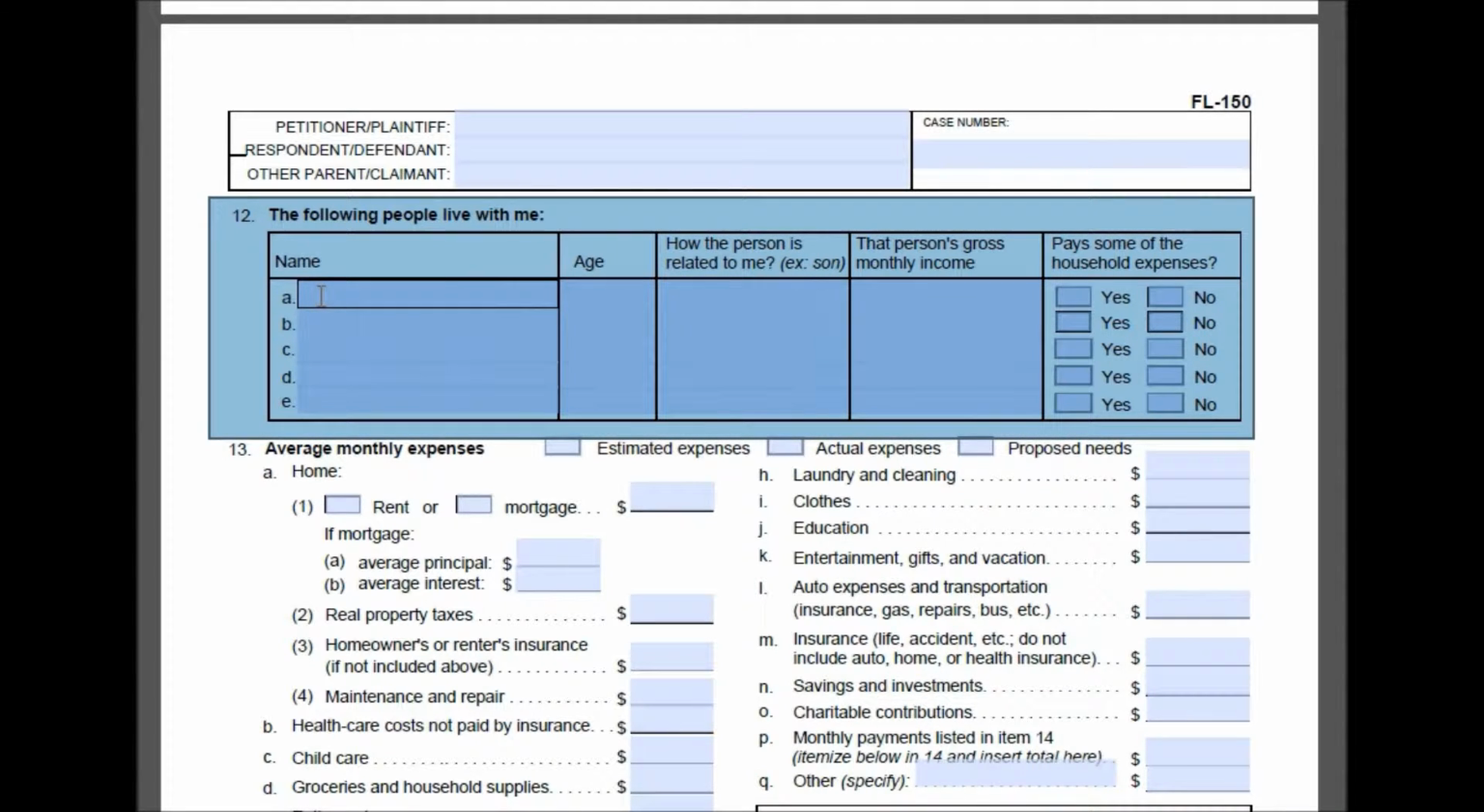If you have a son living with you, put down their name, their age, their relationship to you, and if they work, what amount of money they earn per month, and whether or not they contribute to the household expenses. This is primarily meant for other people who could theoretically be supporting the person filling out the FL150. If you have minor children, you put them down here. The expectation is not that the minor children, for example if your son's 2, be working and contributing to the household also.